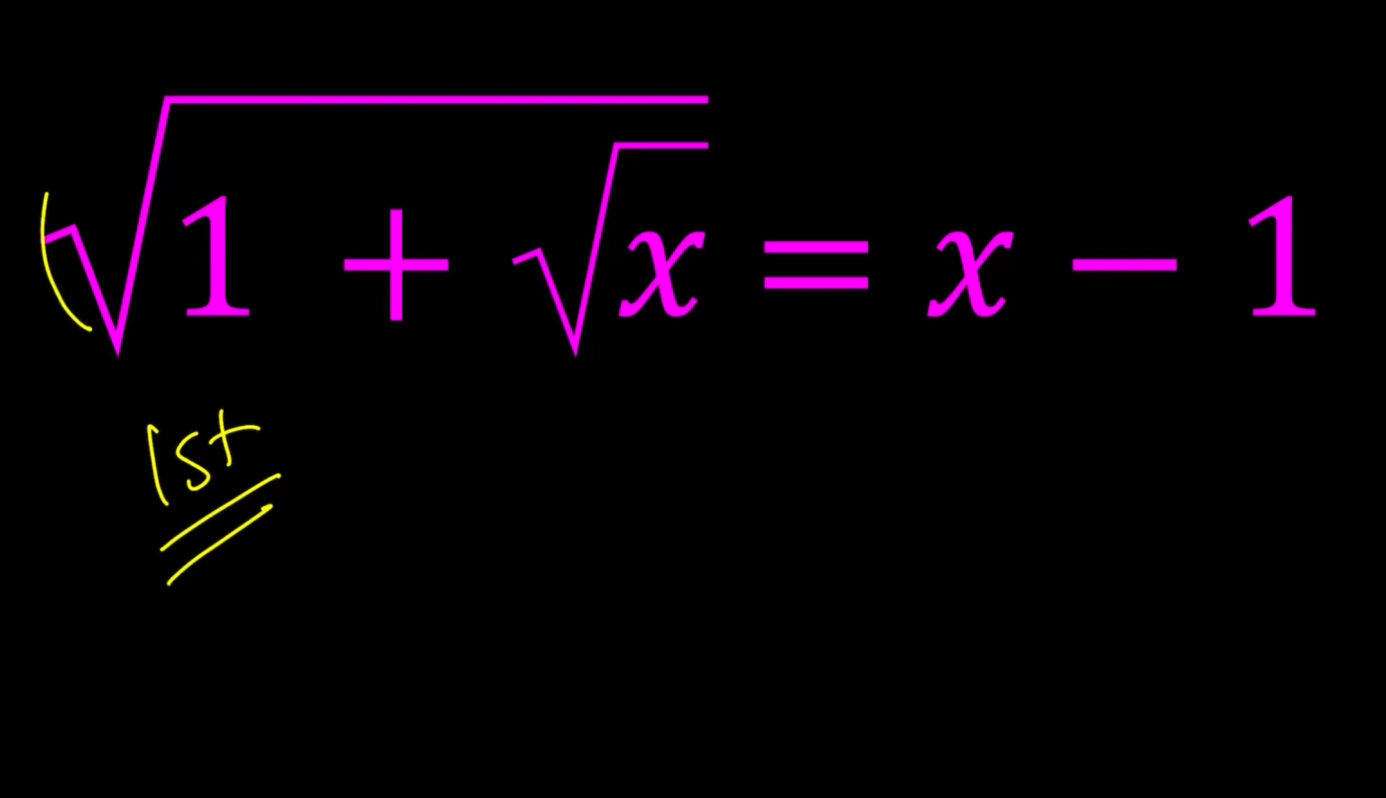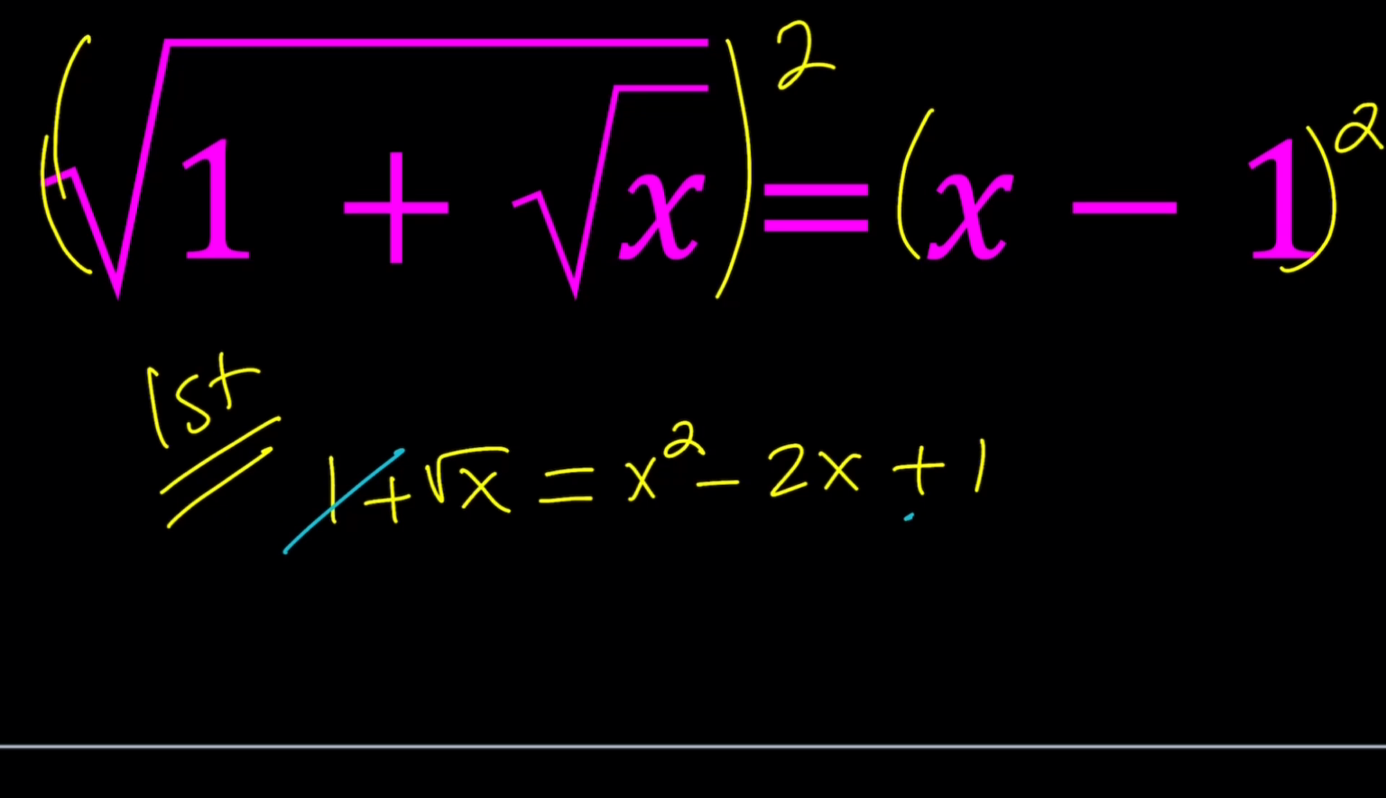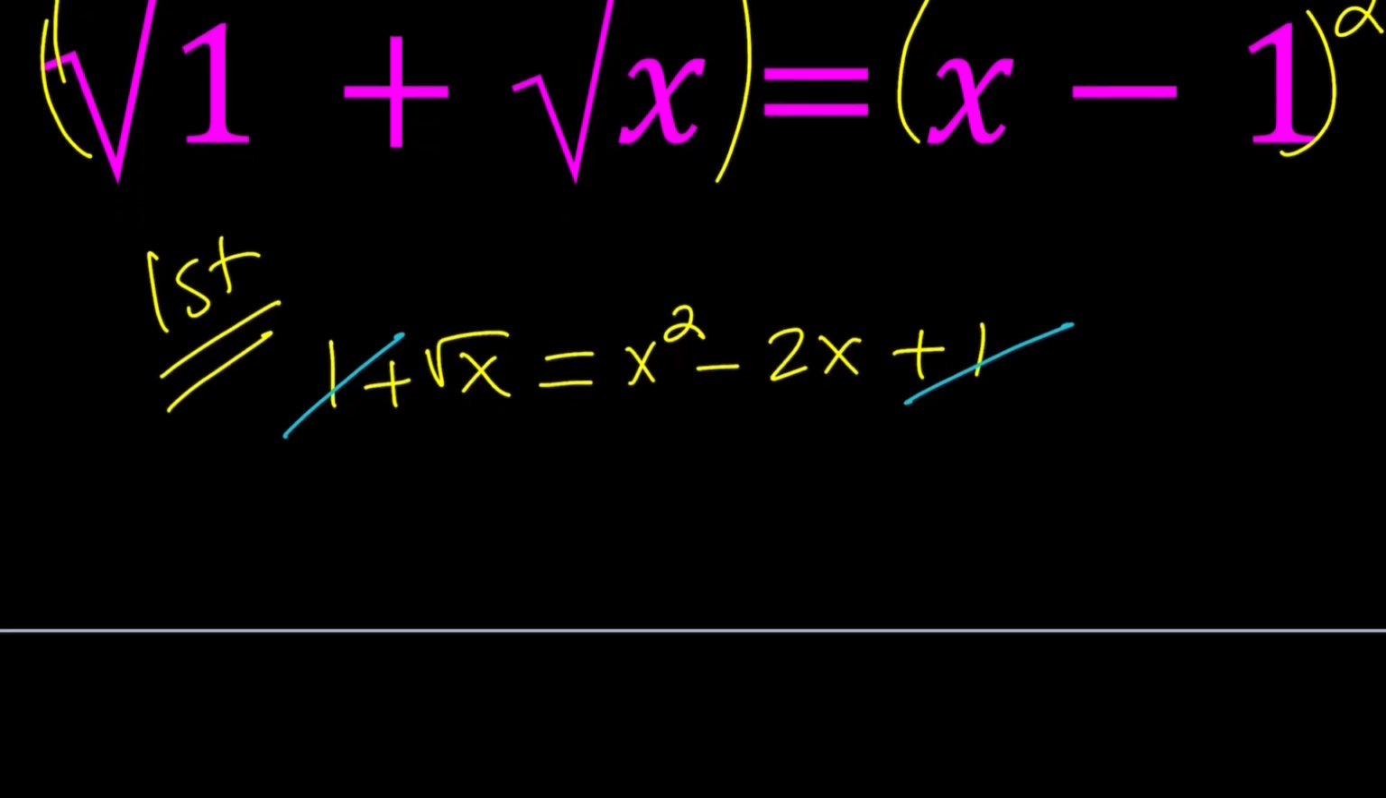So start by squaring both sides, because we want to get rid of the outer radical. 1 plus square root of x equals x squared minus 2x plus 1, which is x minus 1 quantity squared. Obviously, 1 cancels right away, which is a good thing, right? That's what makes this problem a little easier. But we still have a radical, so we need to get rid of that as well.